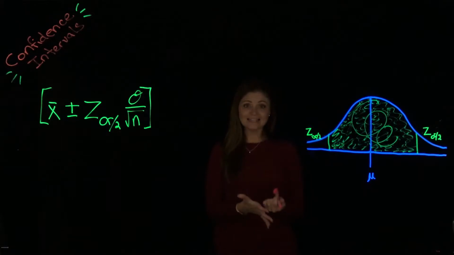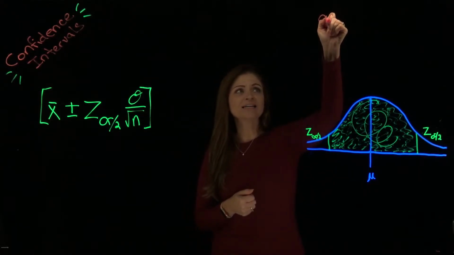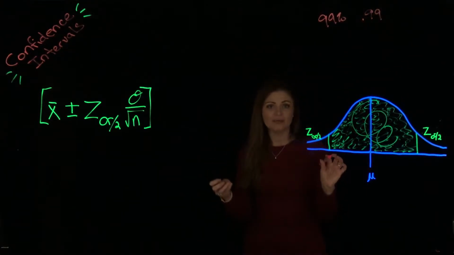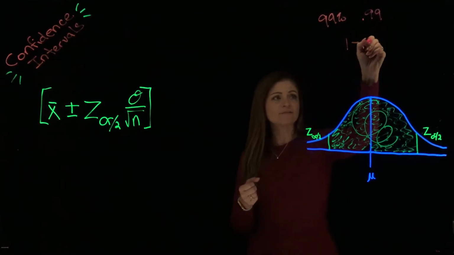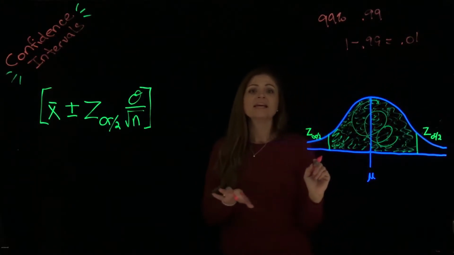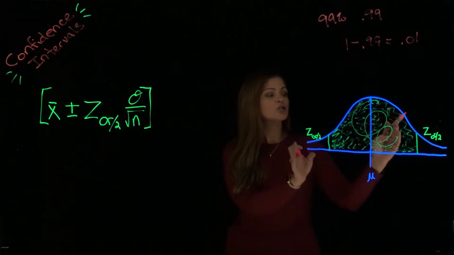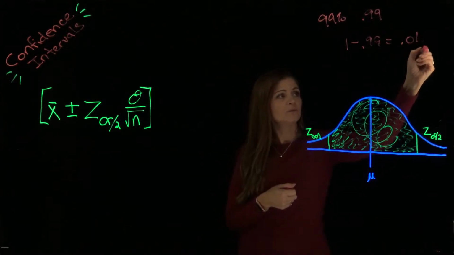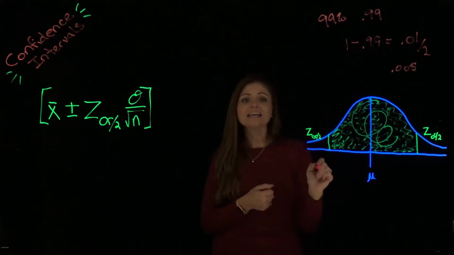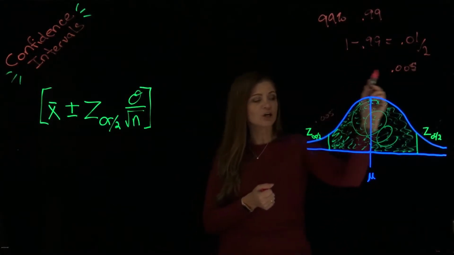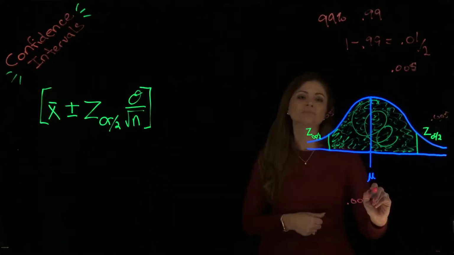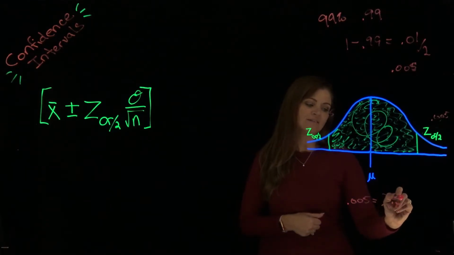Now, what if we wanted to do 99% confidence level? So if our confidence level was 99%, our confidence coefficient would be 0.99. What would our alpha be? It'll be our 1 minus our confidence coefficient. So that's going to make our alpha be 0.01. Now, we're looking at a two-tailed distribution, so we are going to divide that by our 2. And we're going to get 0.005 on each side. So we're going to have 0.005 here and 0.005 here. So what we're going to look up on the table is 0.005, and that gives us 2.575.